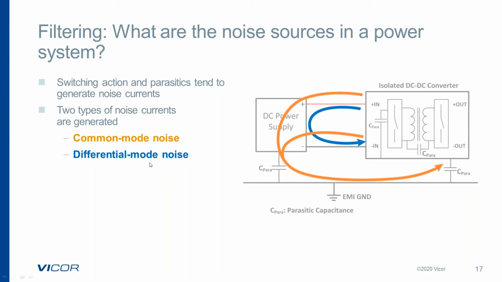The differential mode noise from the DC to DC converter is common from positive in to negative in. So that noise is generated from the DC to DC converter, and it wants to circulate between the positive in and negative in, through the source. And so these are the noise sources that we need to mitigate to meet many of the EMI specifications.